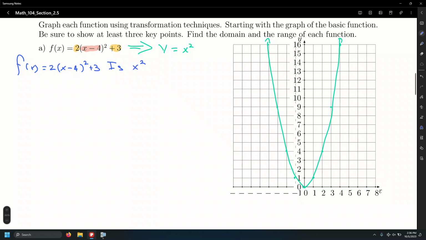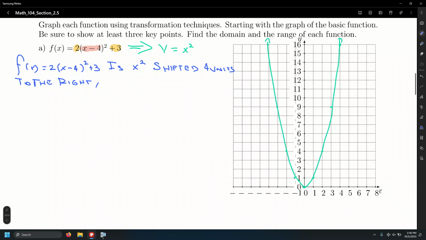Okay, what about the inside of the parentheses? What does the x minus 4 tell us? Shift to the right, how many units? Shifted 4 units to the right. And what else? Well, okay, we're done with the horizontal transformation. There's only a horizontal shift.